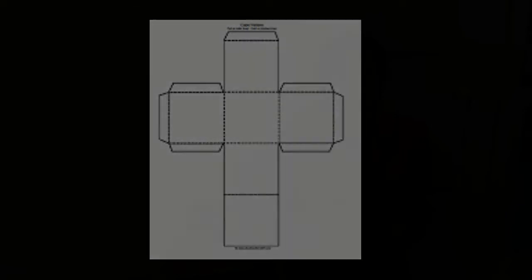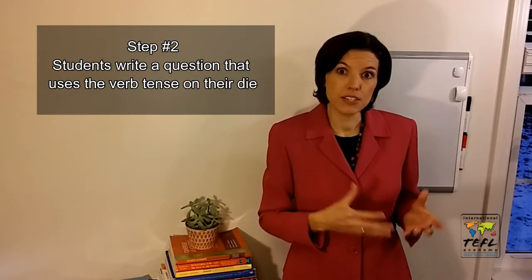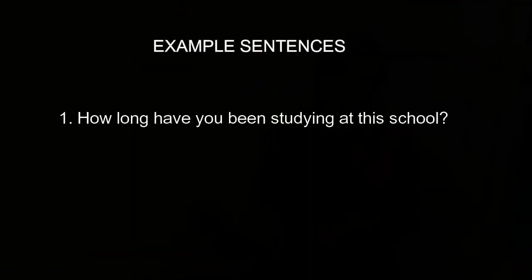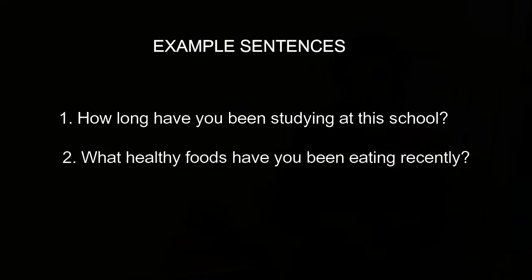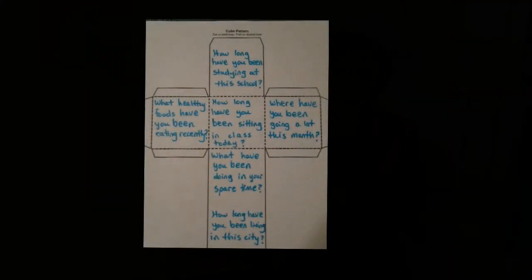Before students start folding their die, they're going to write a question on each side of the die that contains the verb tense that we're talking about. The teacher can write sample questions on the whiteboard to get students started. So here's a few example questions. How long have you been studying at this school? What healthy foods have you been eating recently? So here's an example of a template with the questions written on it. And here's an example of the finished die.